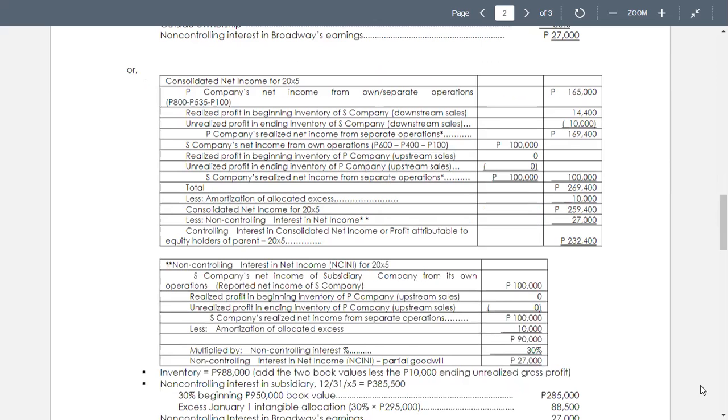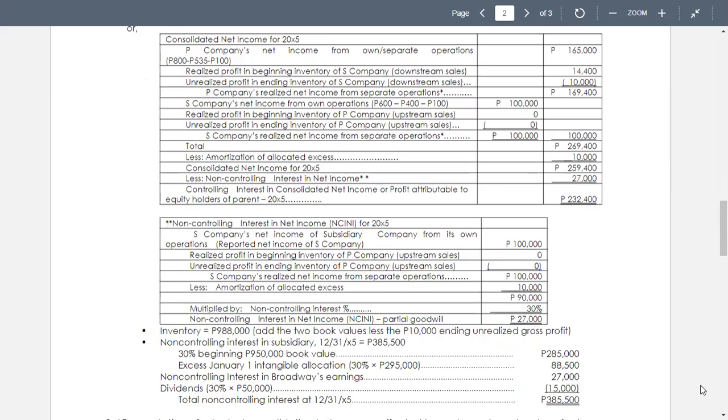So the non-controlling interest in net income is computed at 100,000 minus 10,000, the amortization of the allocated excess. So we still have 90,000 times 30%. So you get 27,000 for the non-controlling interest.